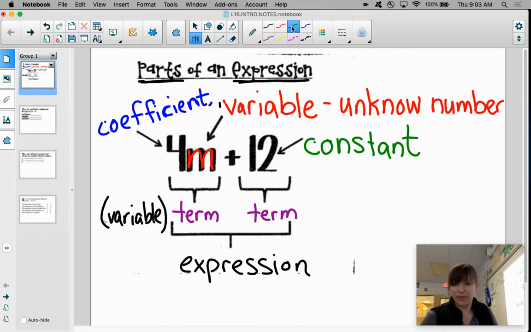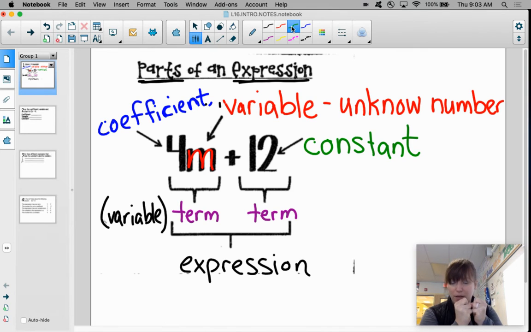Now, back to the coefficient. The definition is that it is the known factor in that variable term. Factor means multiply. So anytime you see a coefficient, it is just hanging out right next to the letter. There's no symbol of addition, subtraction, multiplication, or division there.